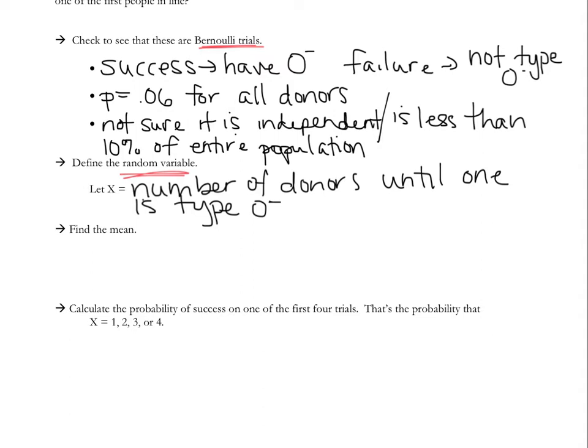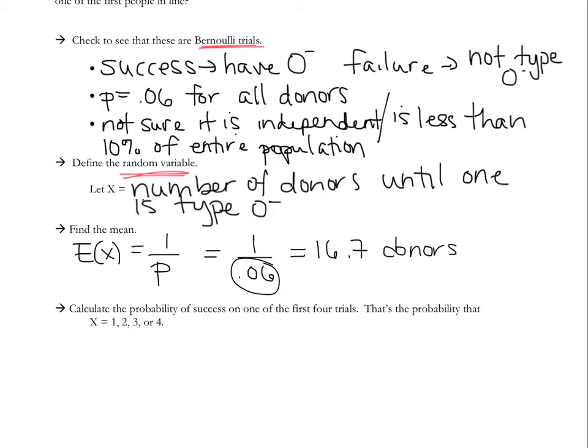Find the mean. So this is really asking us to find the expected value. Now, since it is a geometric model, we have a new formula we have to remember. But again, expected value is usually pretty easy, so this isn't bad. It's going to be 1 over the probability. So 1 over 0.06, which is 16.7. That takes this percent and makes it into a number of people. So we expect 16.7 donors at an average blood drive to have O negative blood.